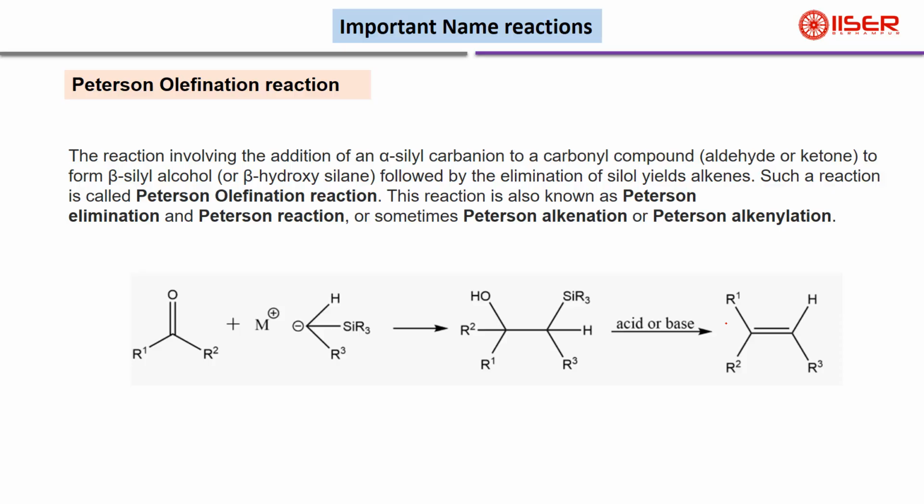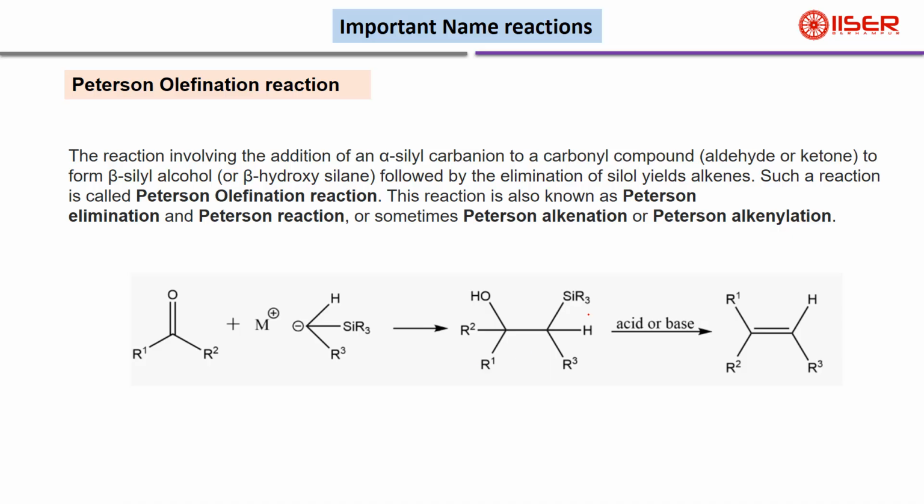The next olefination reaction is the Peterson olefination. This is a similar type of olefination, but instead of the phosphorus halide, here we will use a silicon halide. The reaction involves the addition of an alpha silyl carbanion to a carbonyl compound, aldehyde or ketone, to form a beta silyl alcohol, followed by elimination of silyl to yield an alkene. Such a reaction is called the Peterson olefination reaction. It is also known as the Peterson elimination reaction.